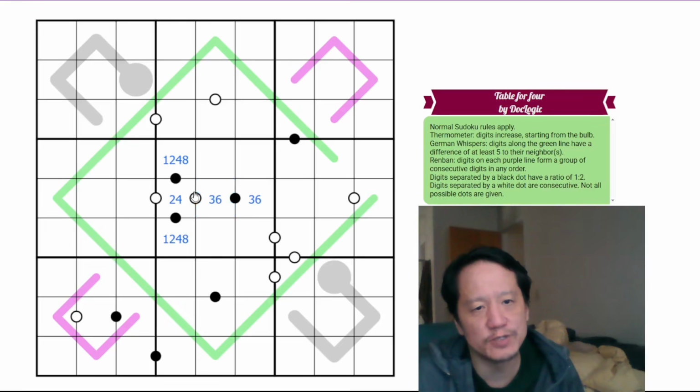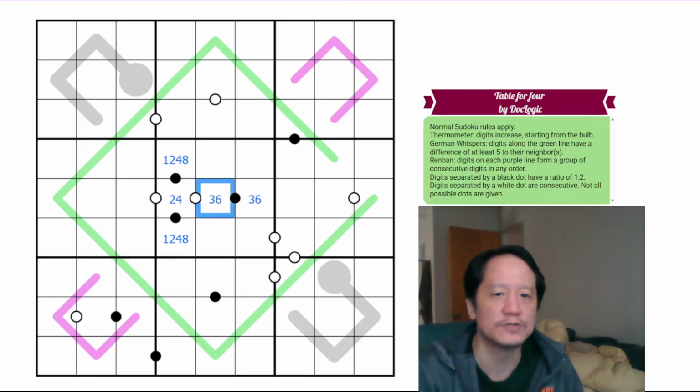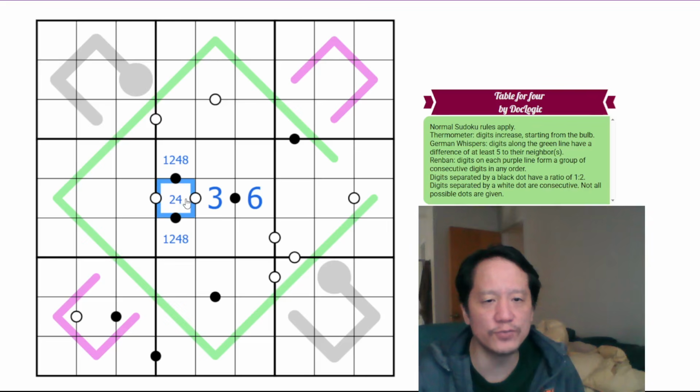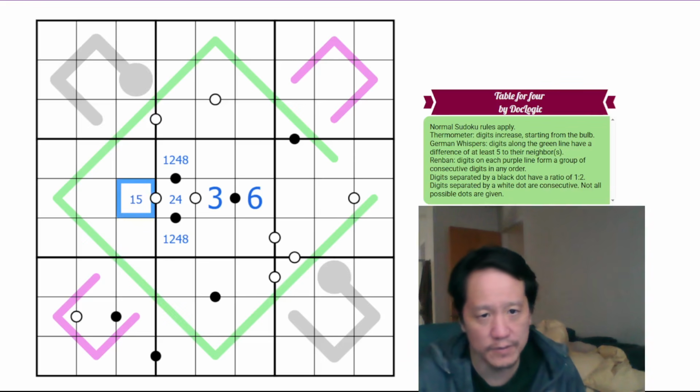Well, this digit must be consecutive with 2 or 4. So it cannot be 6. It has to be 3. So this is 3. This is 6. That forces this to be 3, 2, and 1, or 3, 4, and 5. So this is 1 or 5 here.